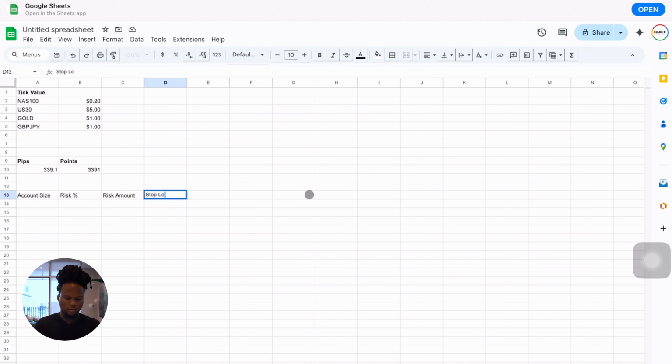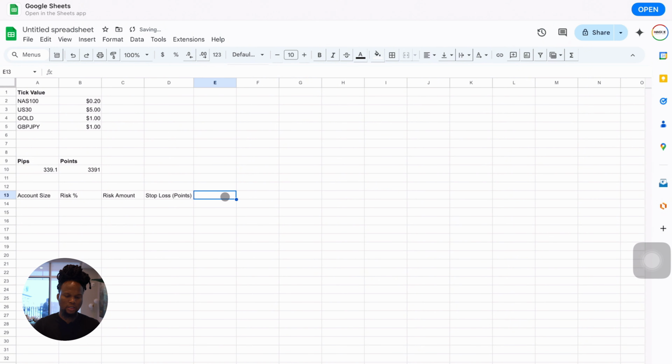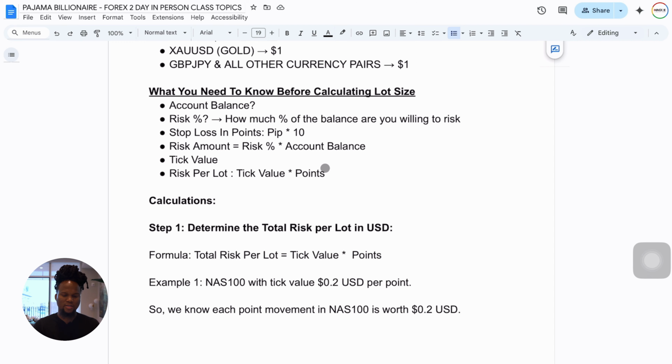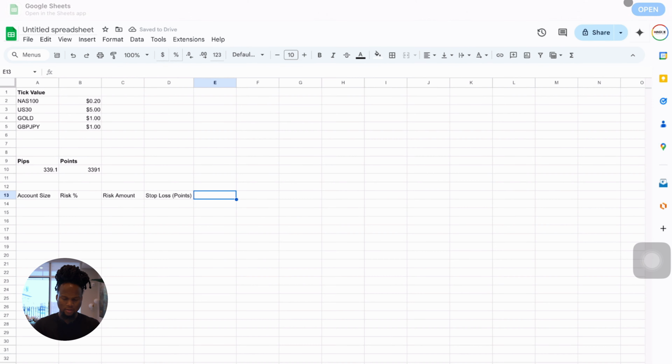Stop loss points, so risk amount, stop loss points. And from that, you're also going to need the risk per lot, right? So this is the risk per lot, right? And then you're going to have the lot size here. Cool.